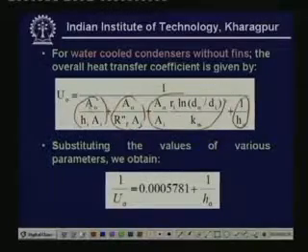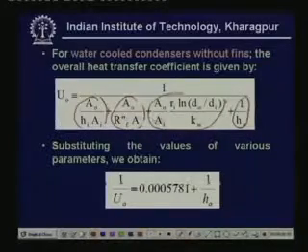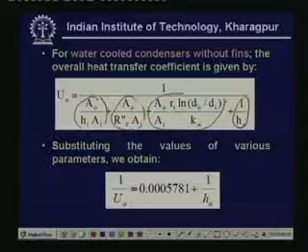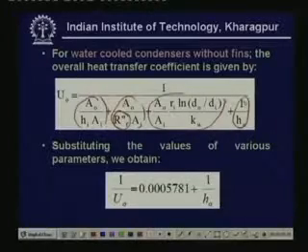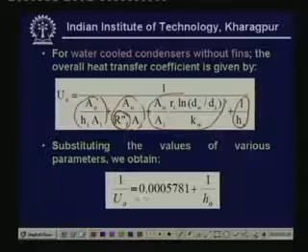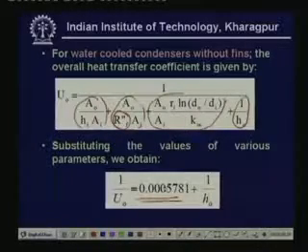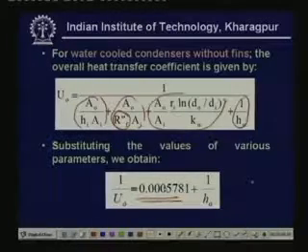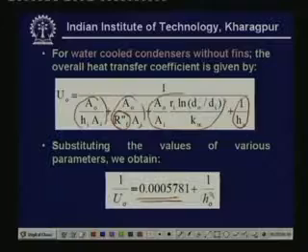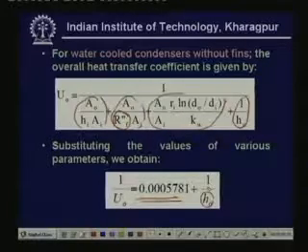Okay. Now everything is known to us because A naught and A i and all can be expressed in terms of diameters. So diameters are given to us, properties are also given, and this fouling resistance is also mentioned in the problem statement. So we know everything. Okay. So if you substitute everything, you find that the overall heat transfer coefficient is like this: 1 by U naught is equal to 0.0005781 plus 1 by h naught. h naught is not fully known to us because we do not know what is the delta T.